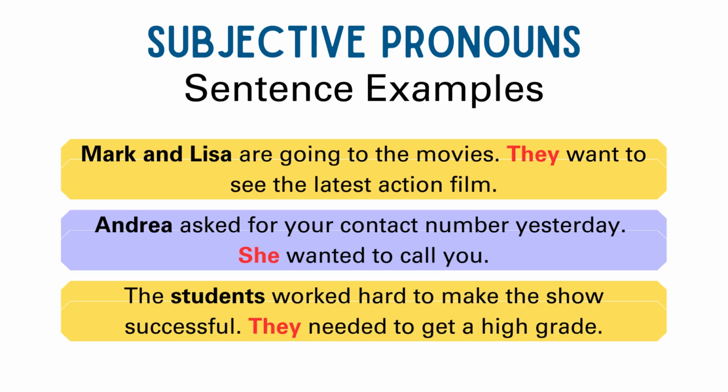Okay, let's go over the sentence examples here. Mark and Lisa are going to the movies. Mark and Lisa are the subject as they are the ones being talked about here, right? So the pronoun to be used should be subjective and plural. In that case, which one should be substituted for Mark and Lisa? We or they? If you said they, then you're correct. So the next sentence now reads, they want to see the latest action film.